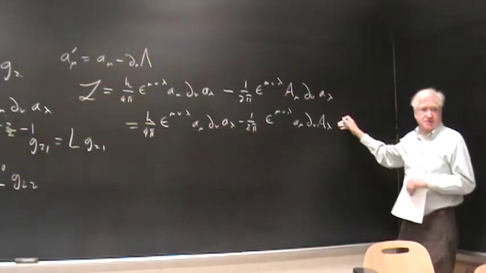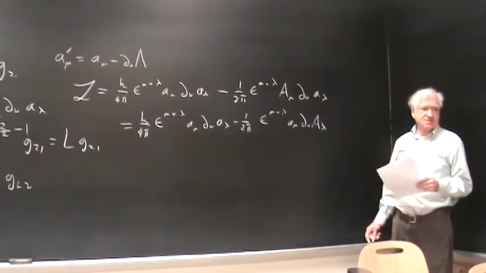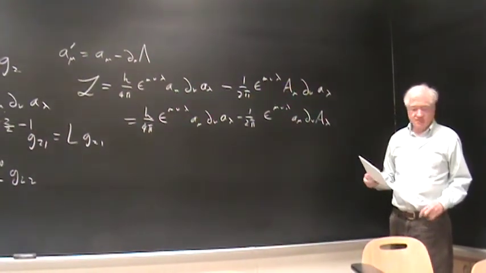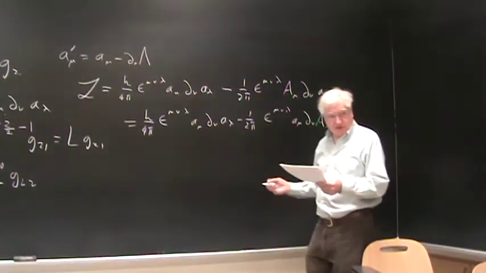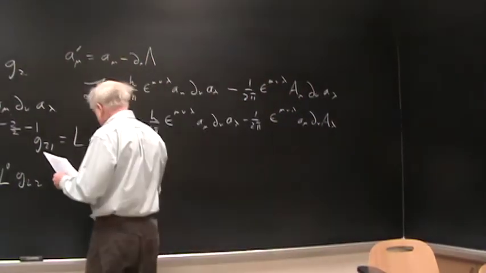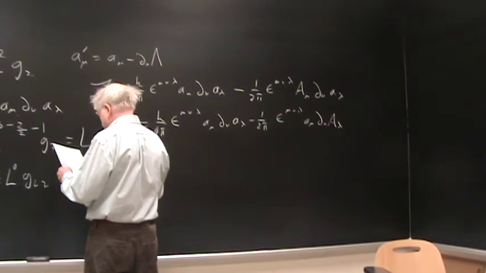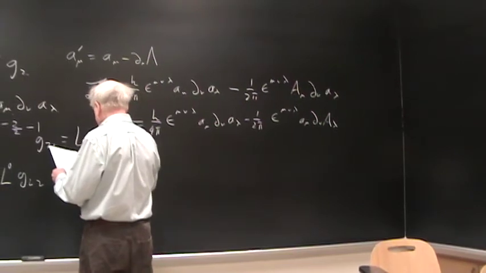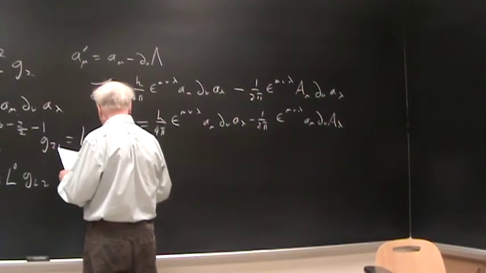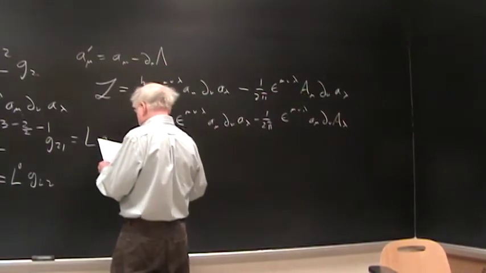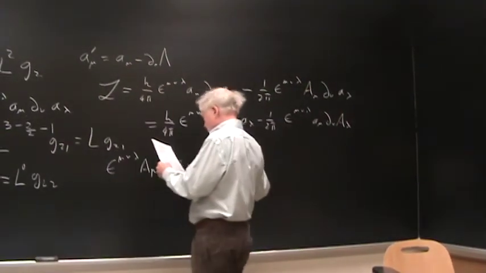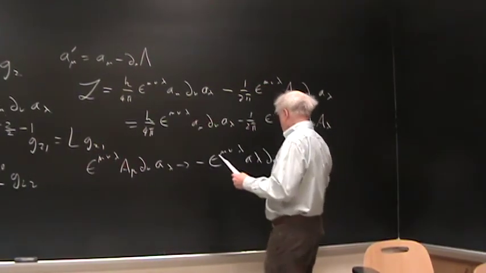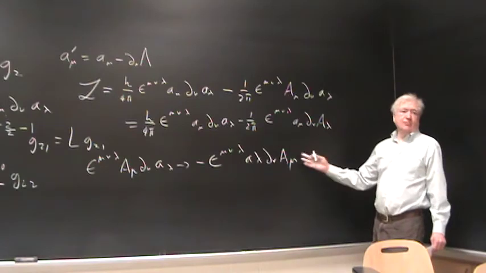Do you want me to go through this, or should we skip that? It's an integration by parts in a surface. I don't see immediately how it works, but I'll take your word for it. All right, you want me to do it? I'll do it. Yeah, do it. Okay. If we integrate by parts, and drop the surface term, then epsilon mu nu lambda, A mu, d nu, A lambda goes to minus epsilon mu nu lambda, A lambda, d nu, A mu. So we're there apart from a sign.